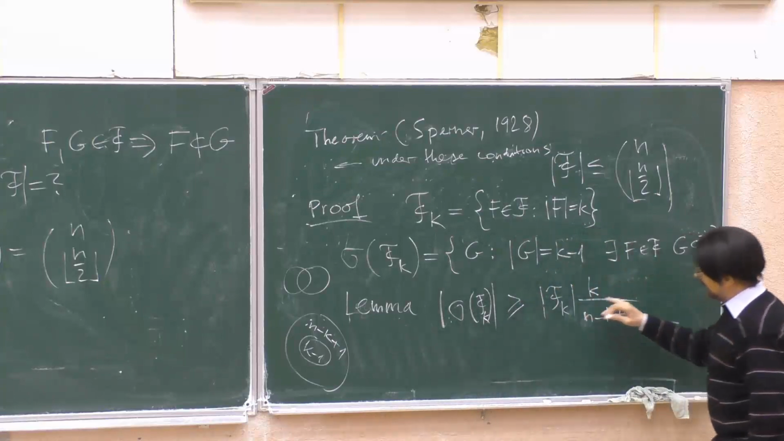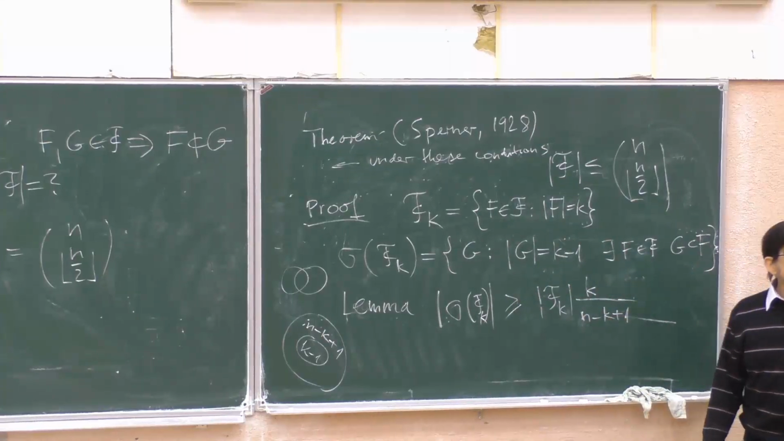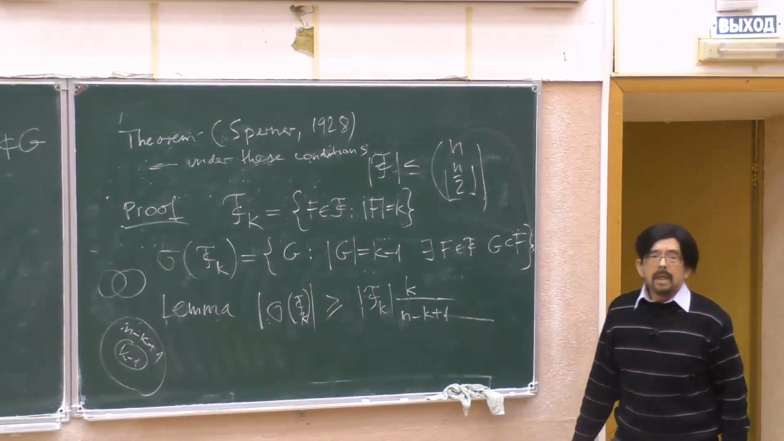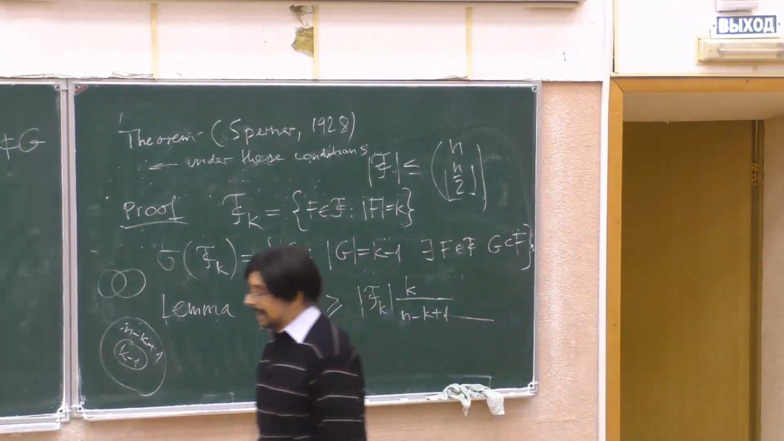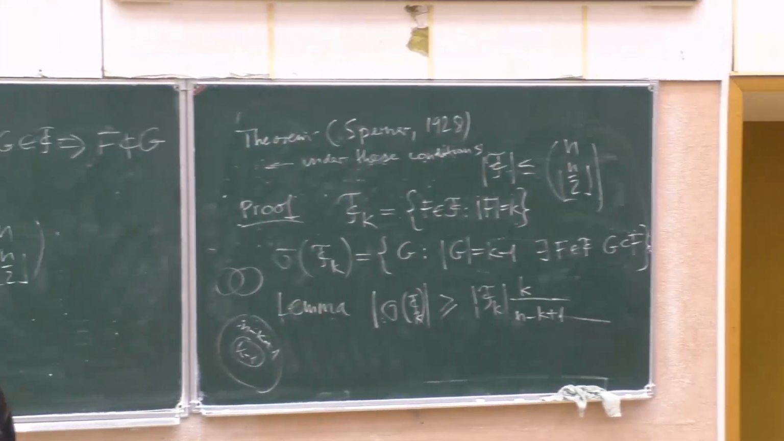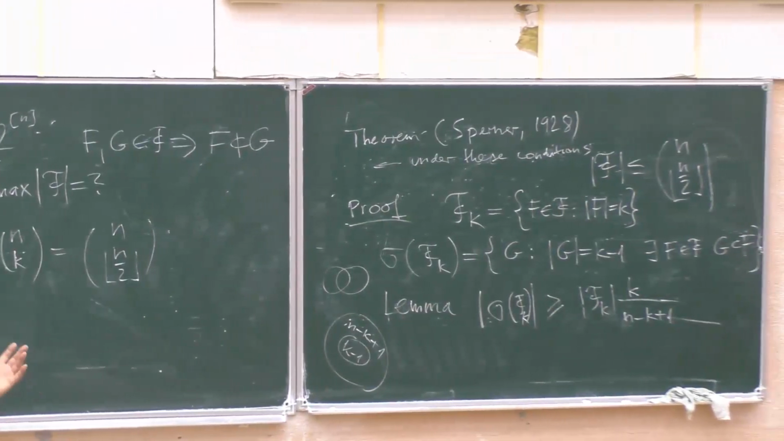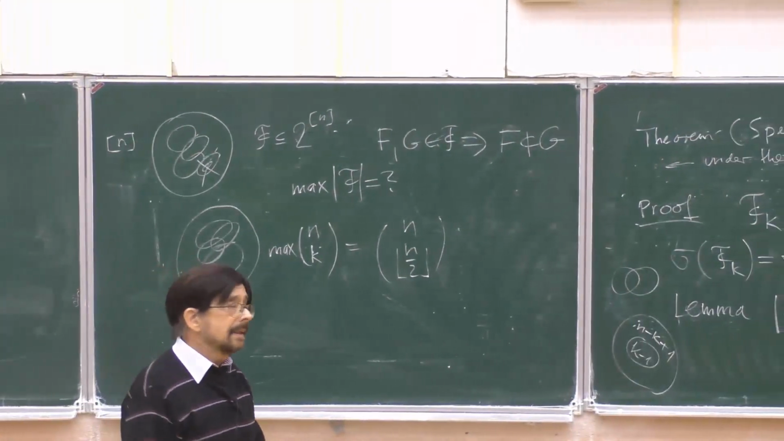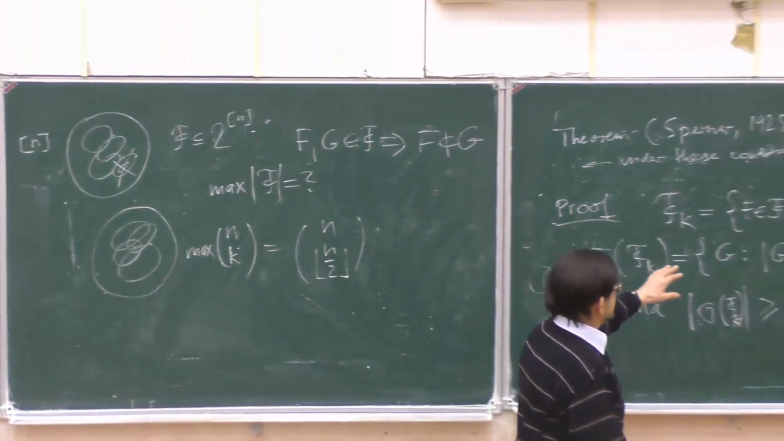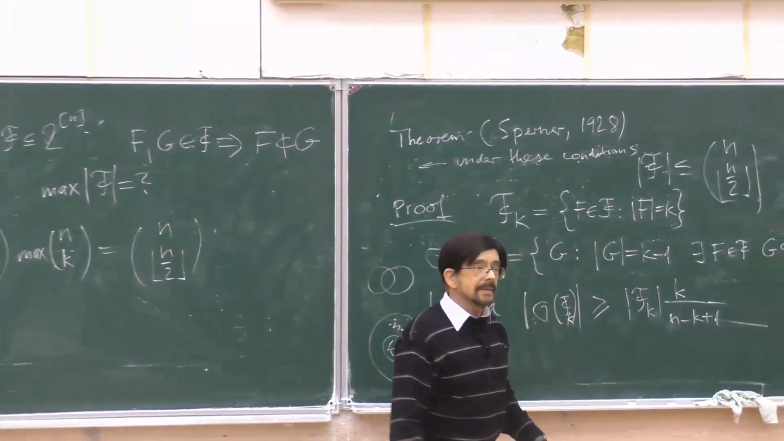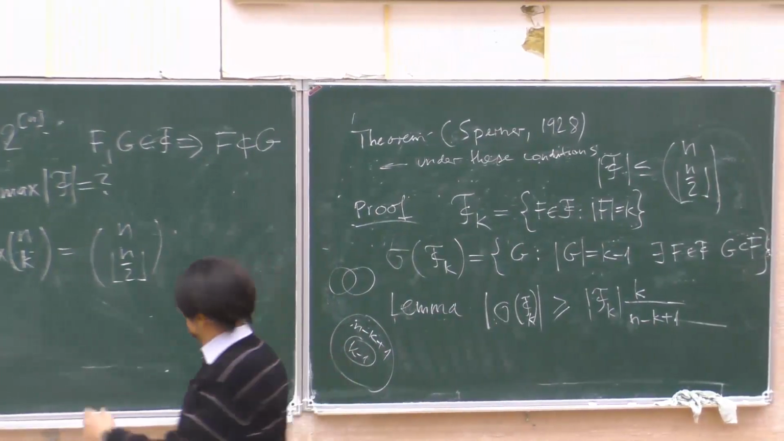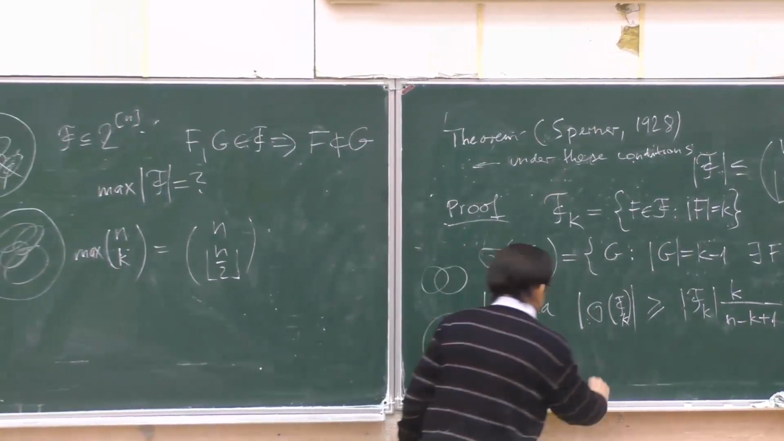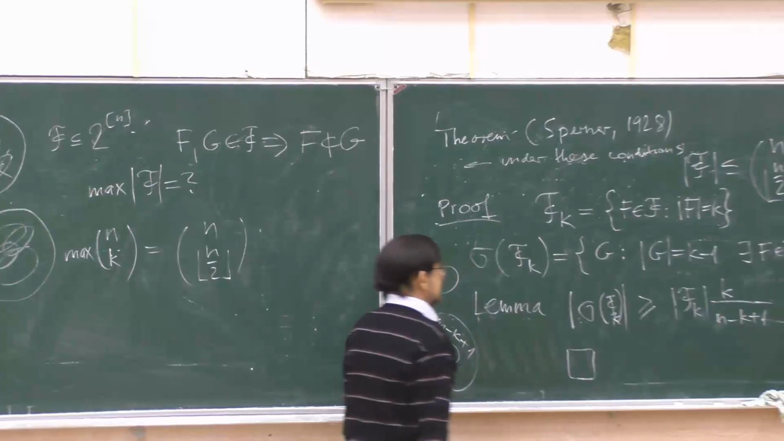So we divide it by the largest possible number here. Is this clear? Because it can be told in a more clear way with double counting. If you count the pairs, k element set and subsets. But I hope this is clear. So we proved it.